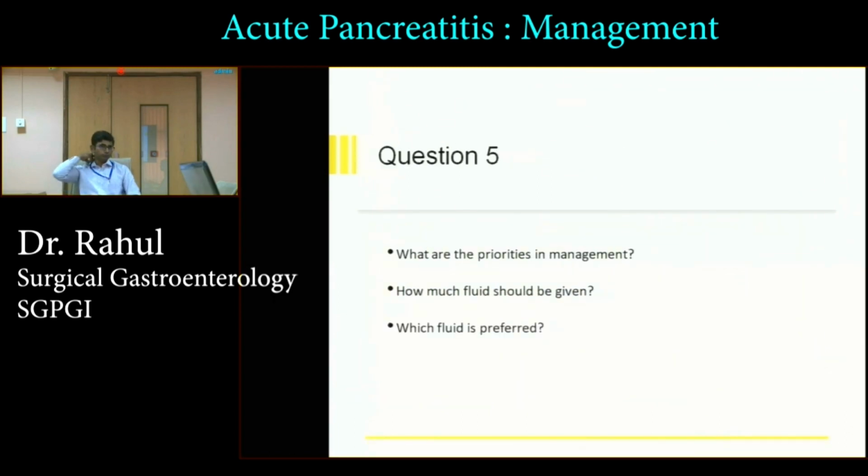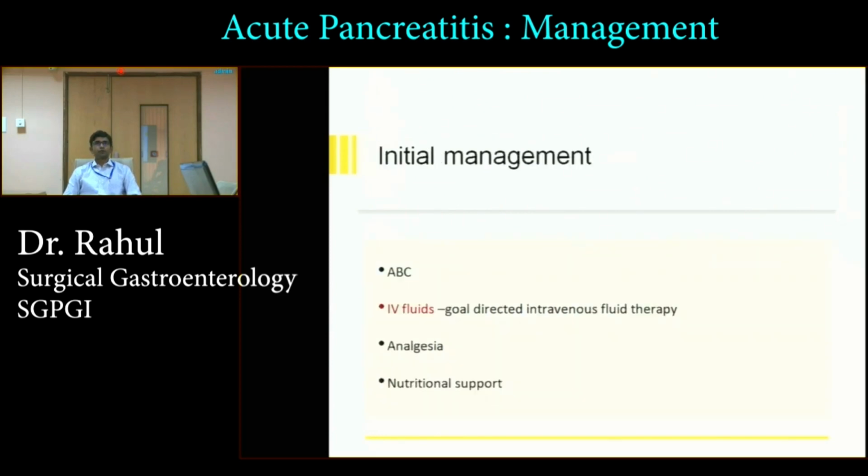So next. Now comes the priorities of management in acute pancreatitis. You have already done the staging, diagnosed the pancreatitis, and determined the severity. Now you should know the priorities in management, what fluid should be given, and which fluid is preferred. All these priorities are considered for patients with severe acute pancreatitis. Mild pancreatitis does not need much attention. They can be managed at any center.